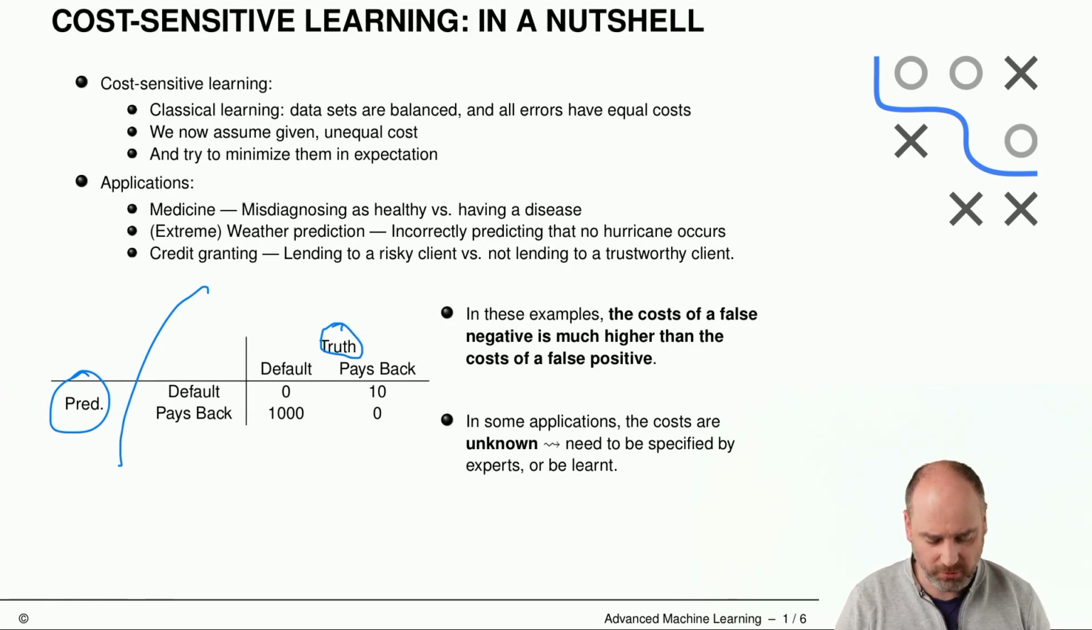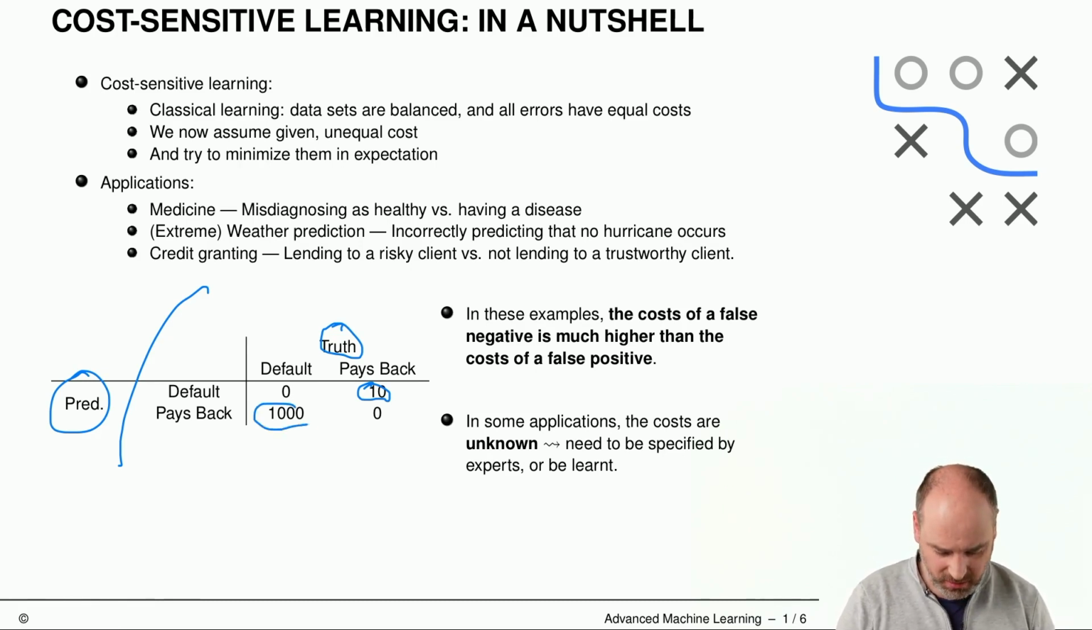We have the predictions organized in the rows. And then in each cell entry, we have the costs that would occur if we would produce a certain classification on a certain scenario where we have a certain true label. So for example, here we would be in the scenario of credit granting. And in this case, our client would pay back the credit, so they would not default. But we would predict that they would default. And in this case, we would lose some money by not making any money from that client. So we have these associated costs here.